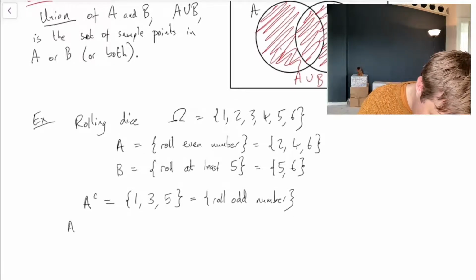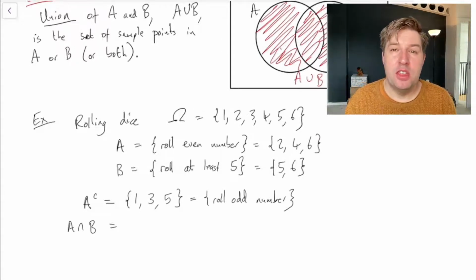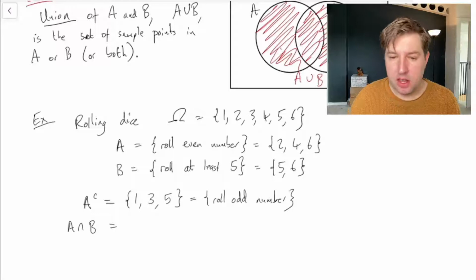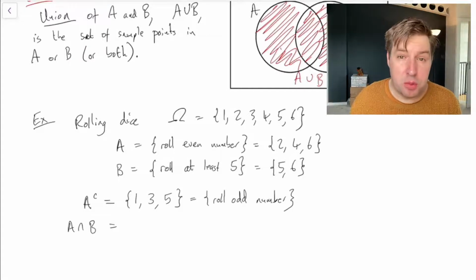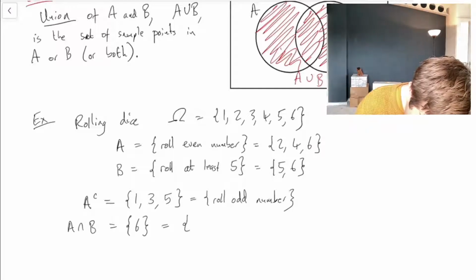What about A intersect B? That's A and B. So that's the set of sample points that are in the event A and are in the event B. Well, let's just look at the two lists. A is 2, 4, 6. B is 5 and 6. So there's only one sample point in both of those, and that's the number 6. So the event A and B, or A intersect B, is the event that we roll a 6.